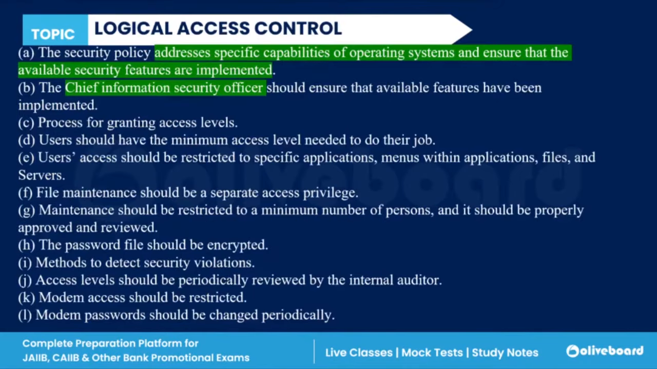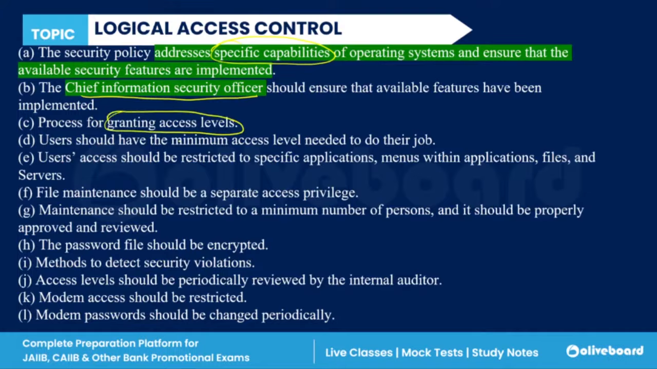Now, obviously, there are some logical access controls for this. There are some instructions given that you have to manage these parameters or files in a very logical way. For example, the security policy should first of all address the specific capabilities of operating and ensure that the features are implemented. There should be a chief information security officer who implements all the security features. You have to grant the access level.